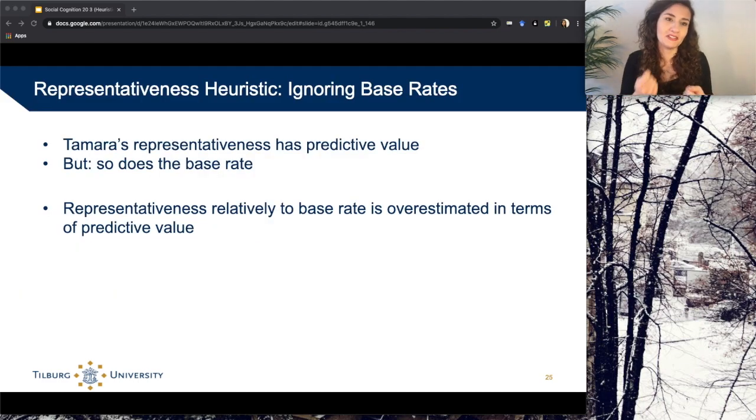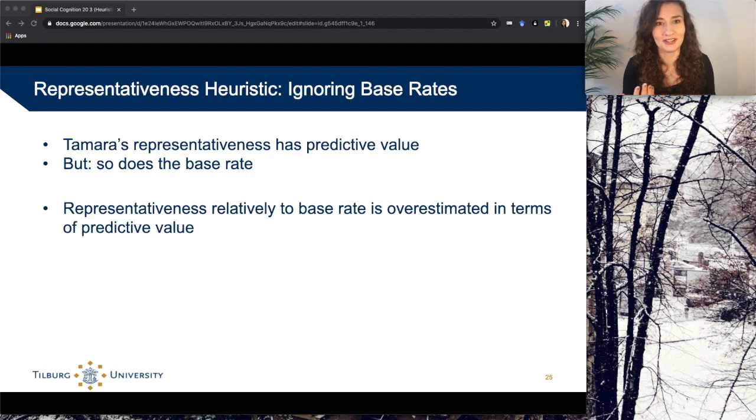So to phrase this differently, Tamara's representativeness has predictive value for people, but so does the base rate, right? Representativeness, relative to base rate, is often overestimated in terms of the predictive value that people assign to it.